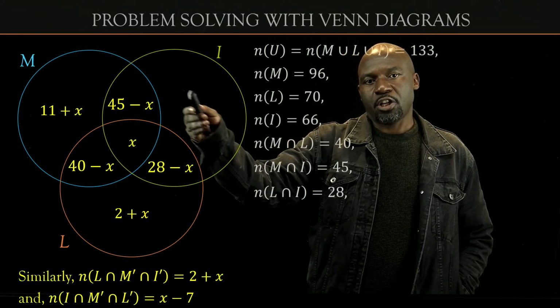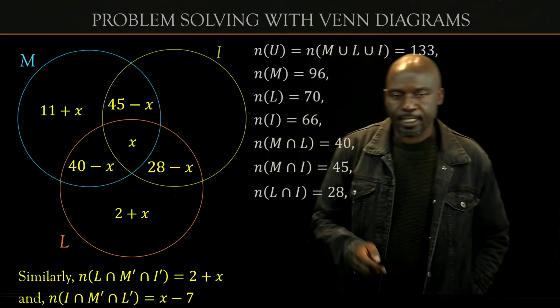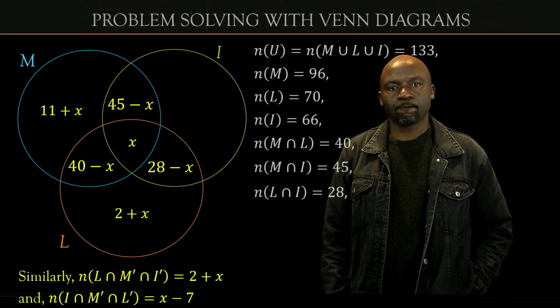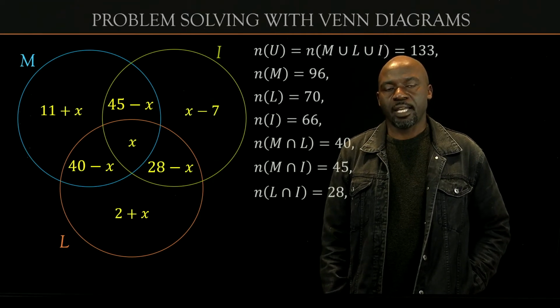I intersection M complement, that means outside M and outside L, we get x minus 7. Please try it out and let's be sure you get the same thing. Okay? And so we will write x minus 7 there.